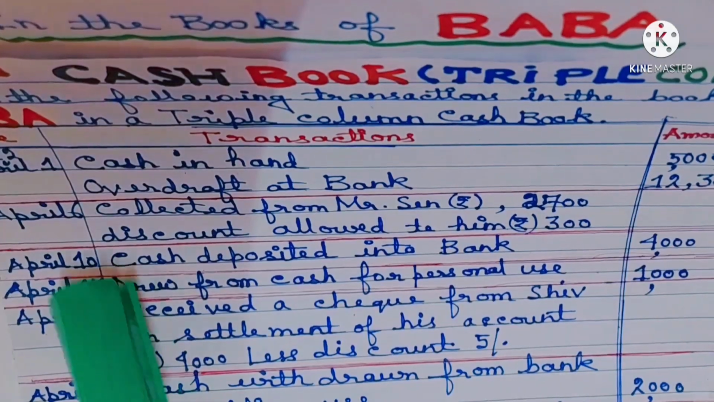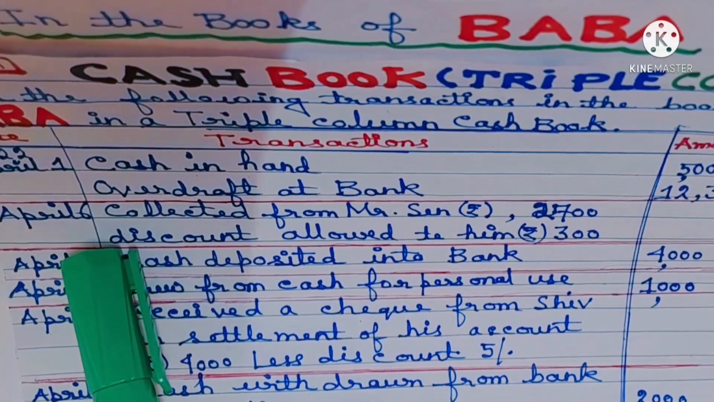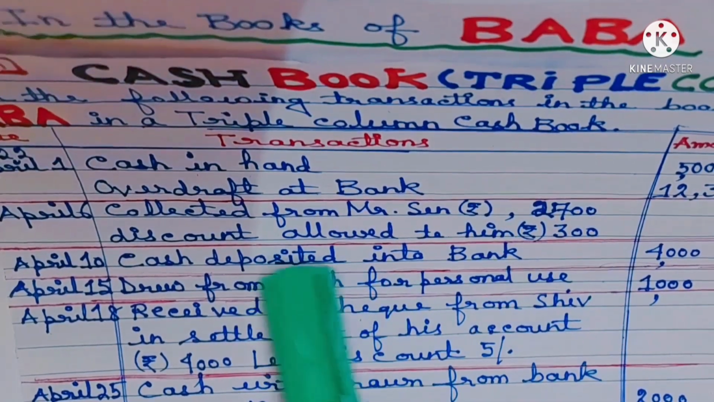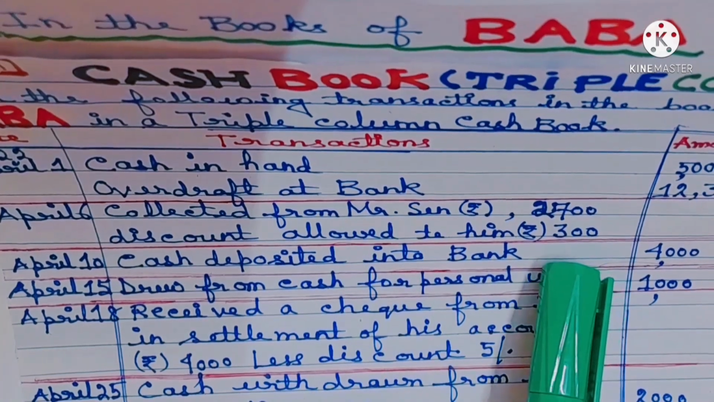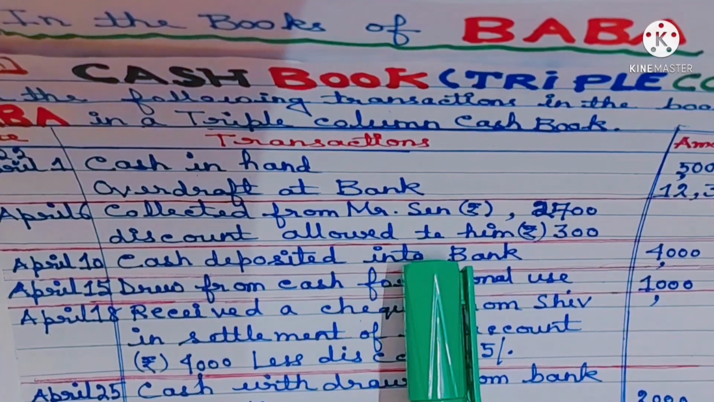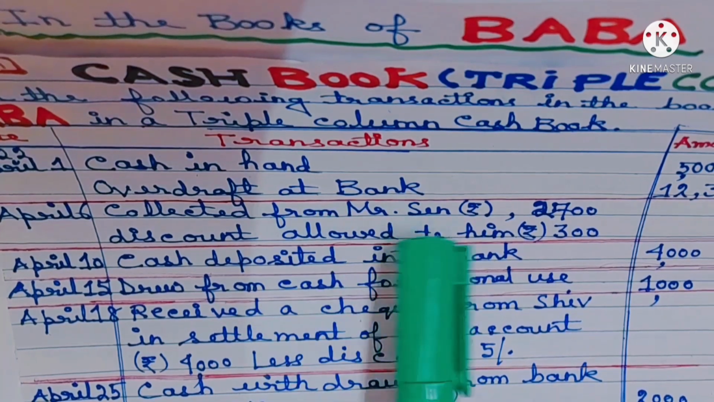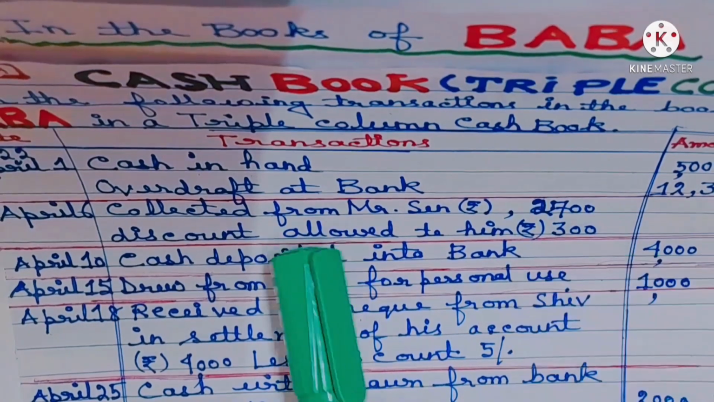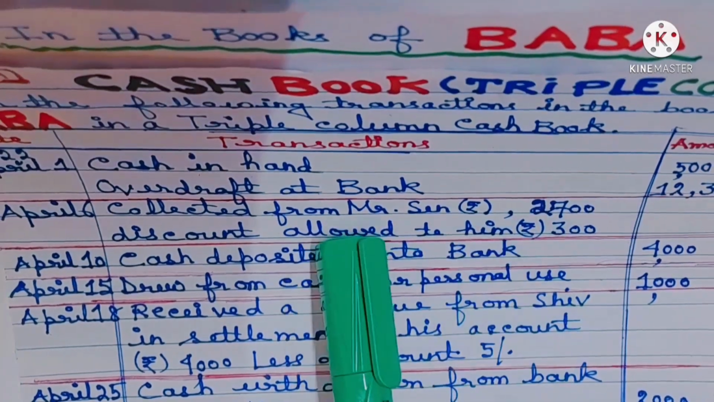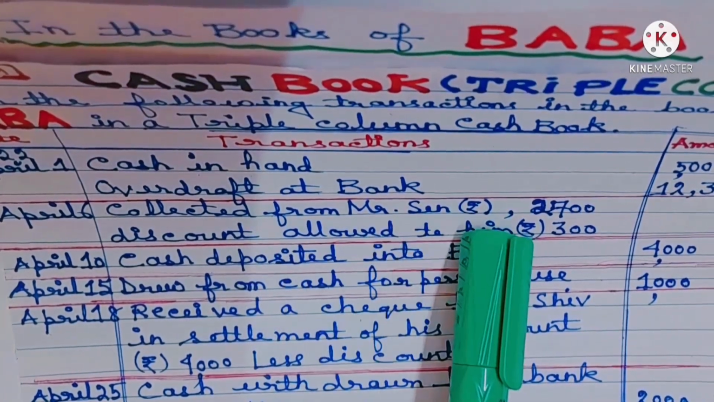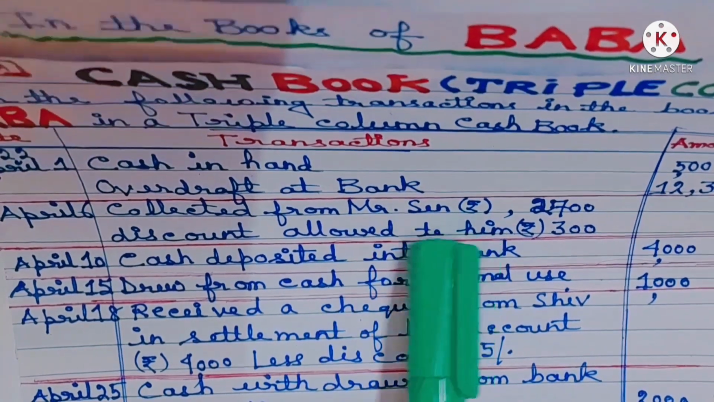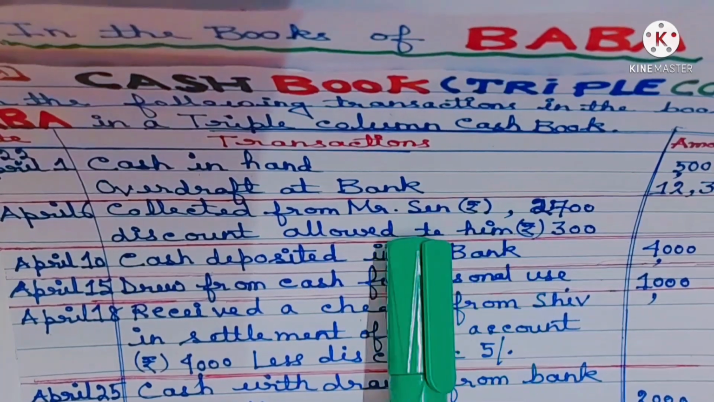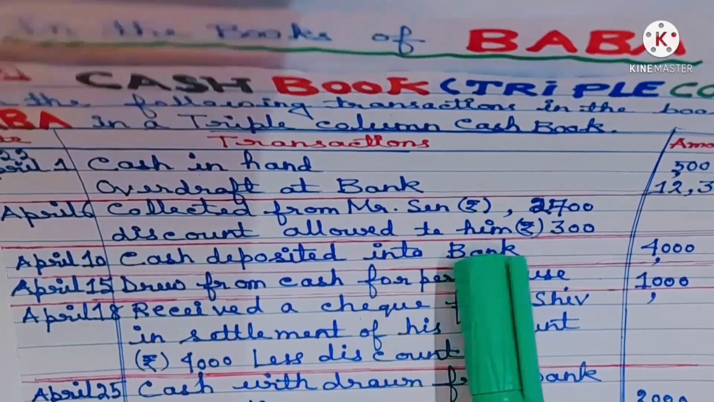The next transaction is on 6th April, collected from Mr. Sen rupees 2,700 and discount allowed to him rupees 300. So nothing is mentioned. That means collected from Mr. Sen in cash. If it were a check, they would have mentioned check. Since nothing is mentioned, that means cash. So what will be the journal entry?